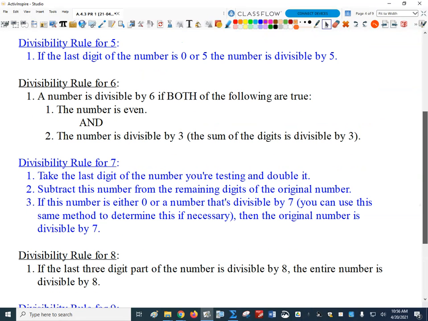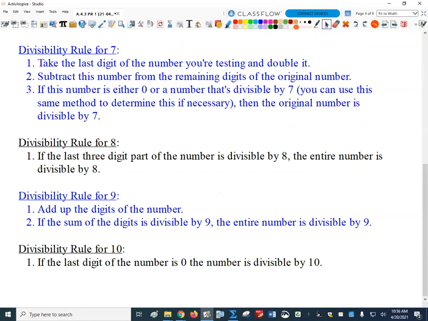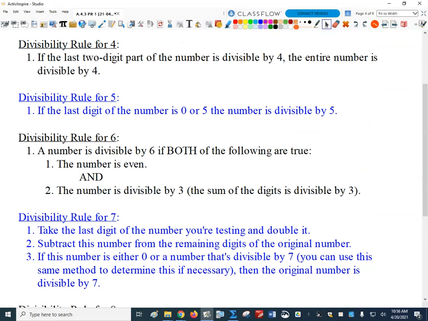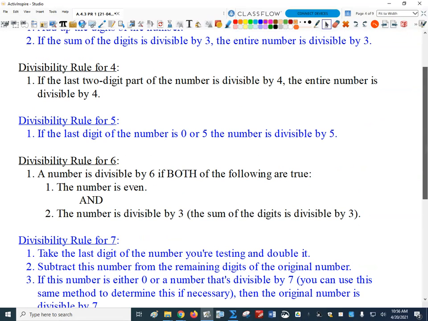Same thing for 9, right? We'll skip down here. Same thing for 9. If the sum of the digits is divisible by 9, the whole thing is divisible by 9. We talked about 10. If it ends in a 0, 10 divides into the number. Similar to that, if it ends in a 0 or a 5, 5 divides into the number. So you might be familiar with those. Here's a couple new ones, though. This is kind of a good one.